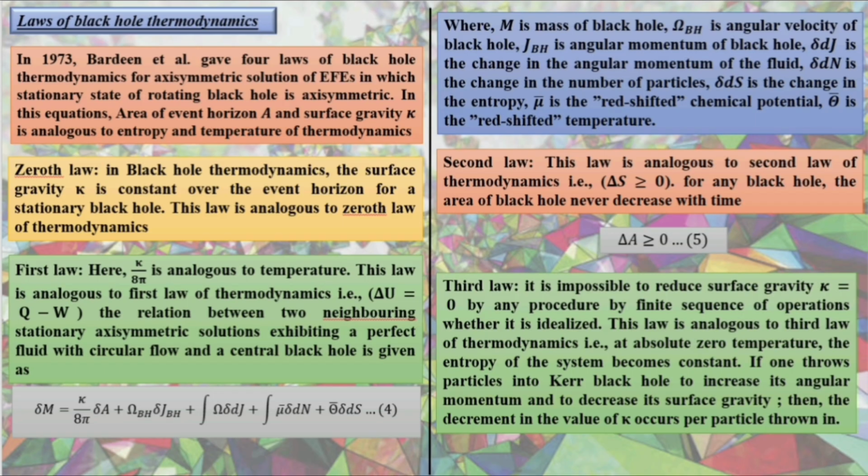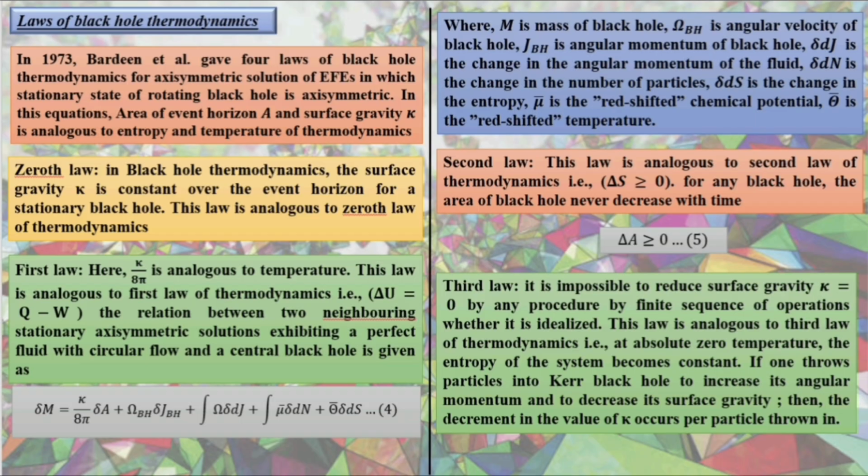Let us see the second law of black hole thermodynamics. This law is analogous to the second law of thermodynamics, that is, entropy either increases or remains constant, delta S greater than or equal to 0. For any black hole, the area of the black hole never decreases with time. So delta A greater than or equal to 0.